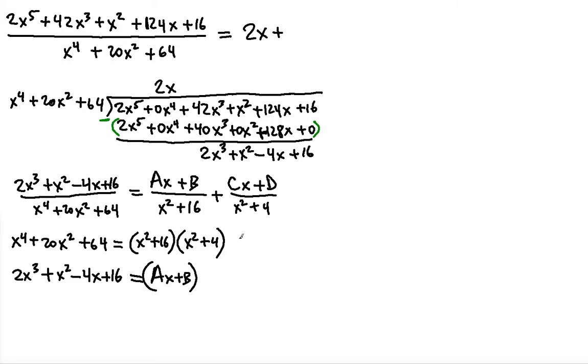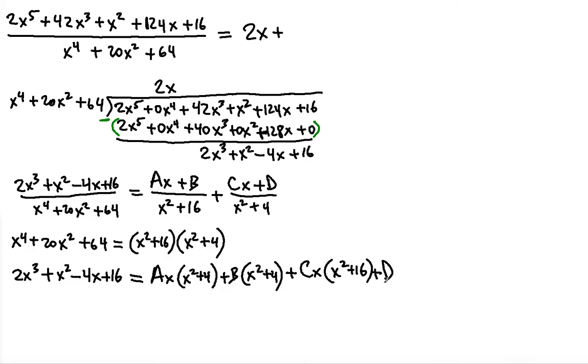Okay? So I'm just going to write ax being multiplied to x squared plus 4. Then I'm going to add the b being multiplied to x squared plus 4. I just want to split the letters a and b. And now cx plus d will be multiplied in the same fashion by the denominator that it does not have, which is x squared plus 16. Right? So cx multiplies by x squared plus 16. And then d also multiplies by the x squared plus 16.